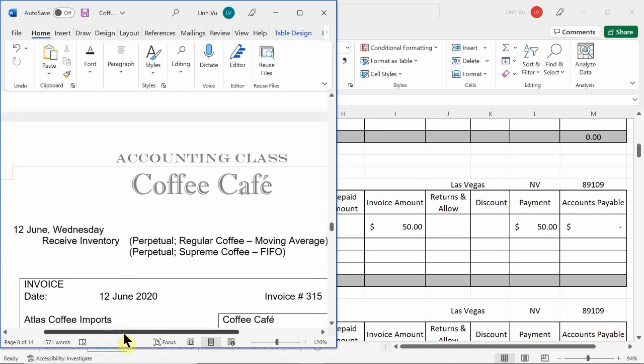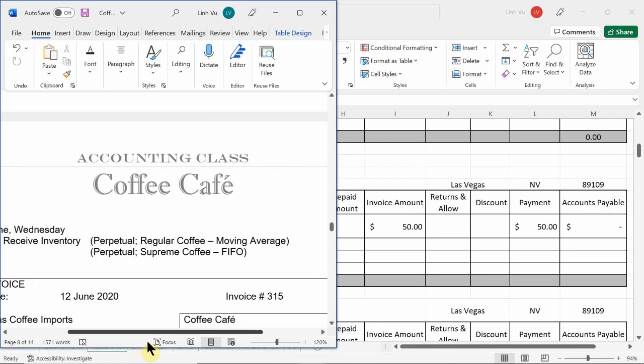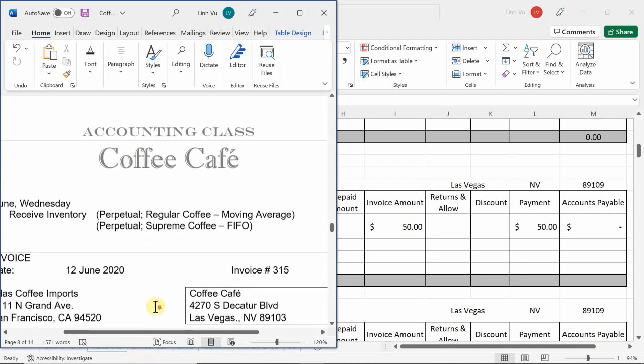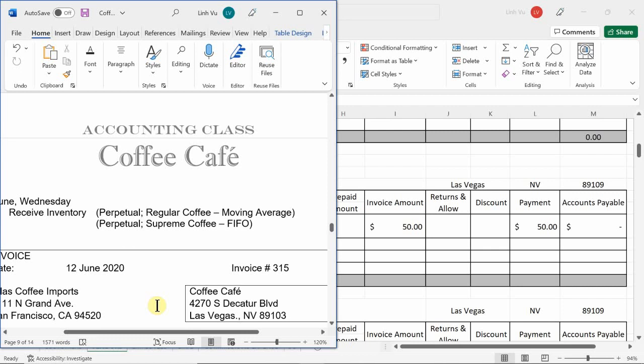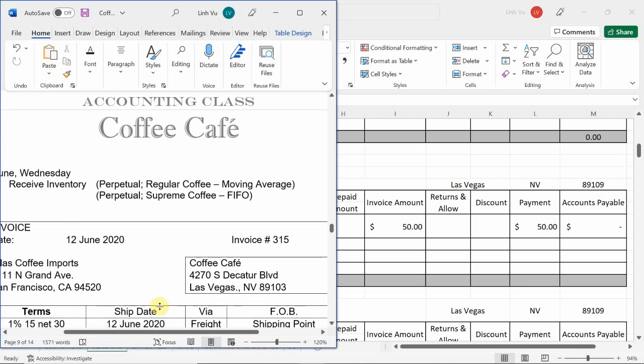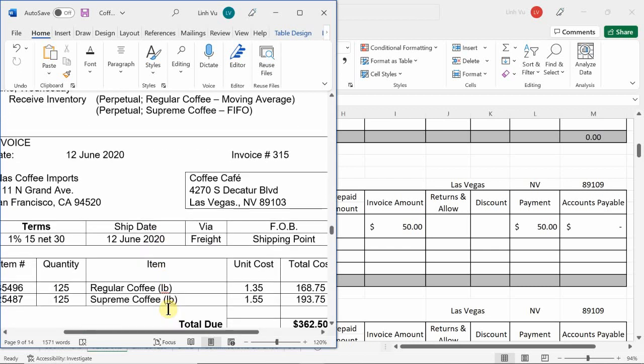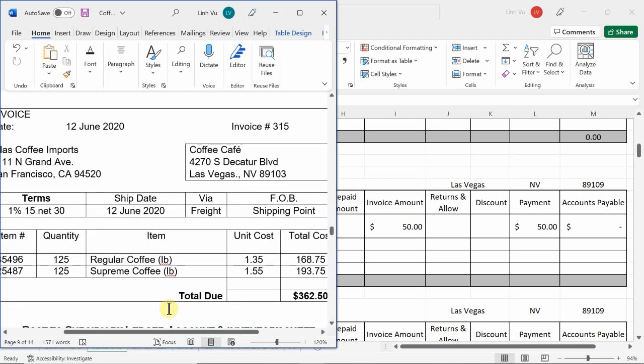It is the 12th of June, Wednesday, and we received our inventory. Right? We got perpetual regular coffee, moving average. And we also got perpetual supreme coffee using the FIFO method. Okay? Here is the bill that we received. Okay? We received it from Atlas Coffee Importers. They gave us a 1% 15 net 30, right? And they delivered it by freight. Okay, here is the 125 pounds of regular coffee and 125 pounds of supreme coffee.